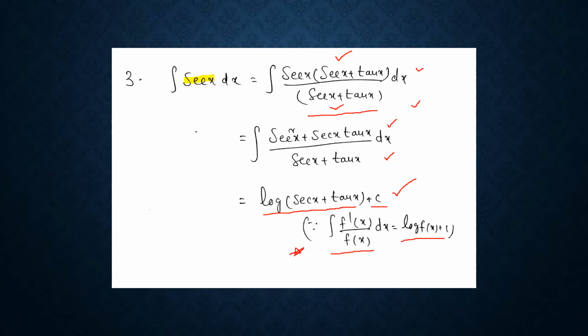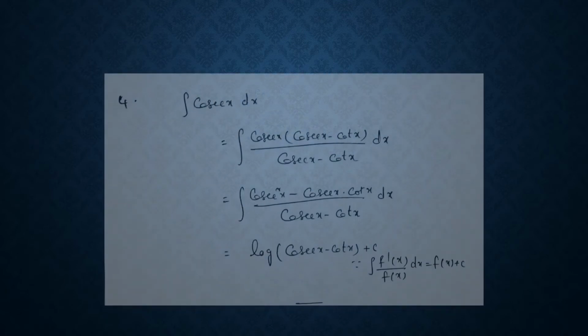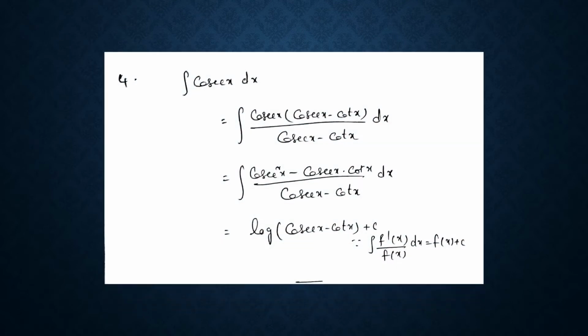Okay, next problem. Number 4. To find the value of integral cosecant x dx. Here also we don't have the formula in the formula list. Now we will find the value of integral cosecant x dx. Now multiply and divide the function with cosecant x minus cot x.